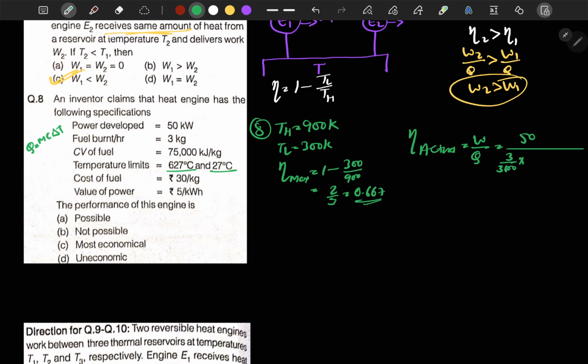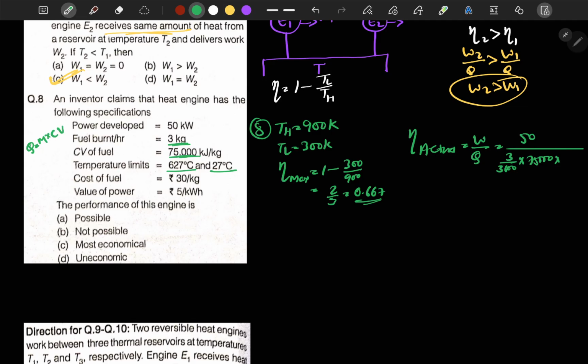M, and then CV of fuel is given as 75,000 into, and then we know the change in temperature. So for change in temperature we can take... okay, sorry, so this is a burning of fuel. So we see that we are provided with mass flow rate, and our CV value is given. So if it is CV, it is mass into CV.